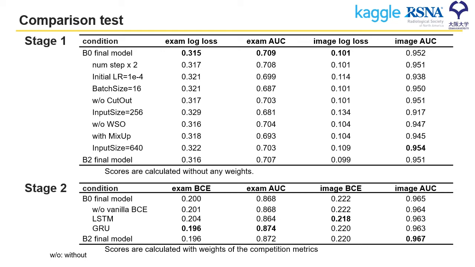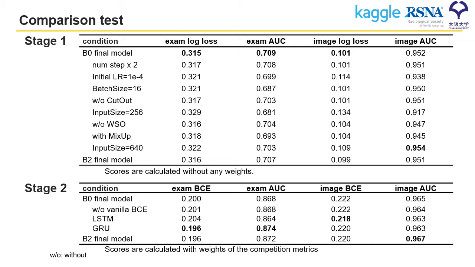I compared some model conditions after the competition deadline. This is the result of stage 1 models comparison. Scores are calculated without any weights. The result suggests that the number of epochs is enough to converge.